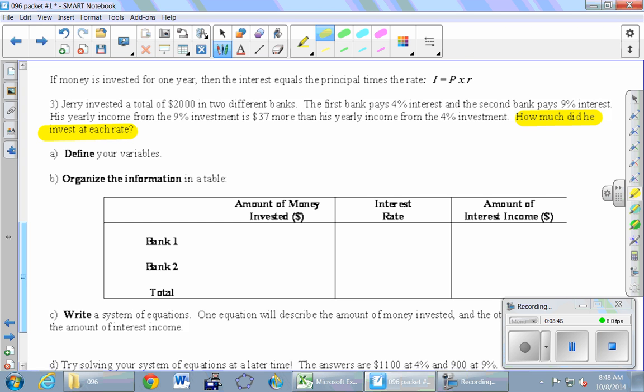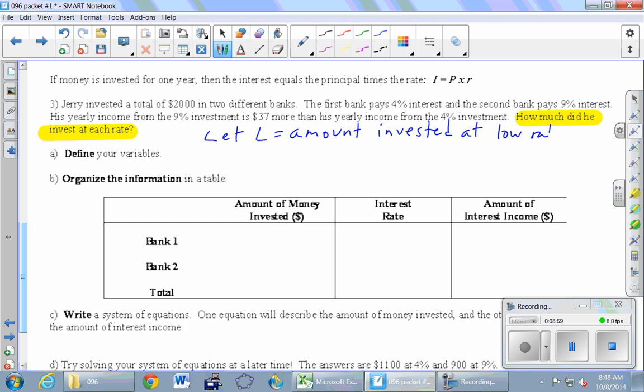So we've got a low rate and a high rate, 4% and 9%. So how about we let L equal amount invested at the low rate in dollars. Make sure you put units in every one of your definitions. And then H can equal the same thing, but at the higher rate.